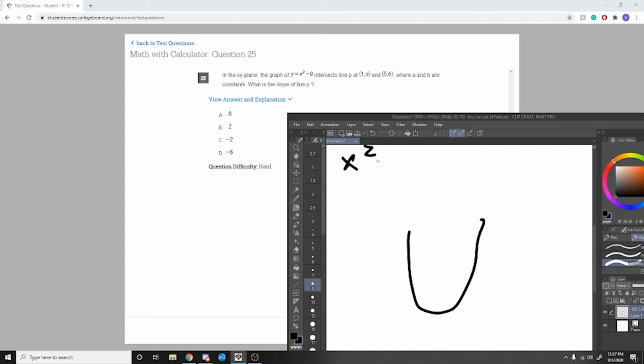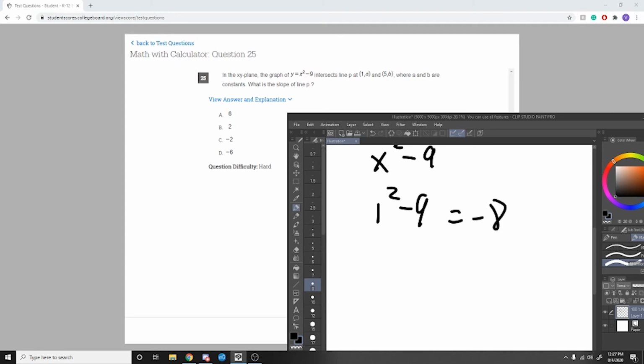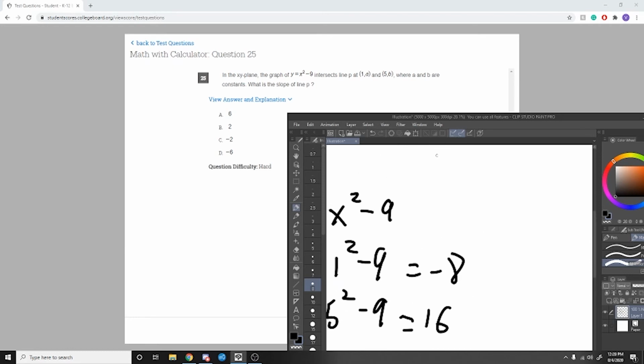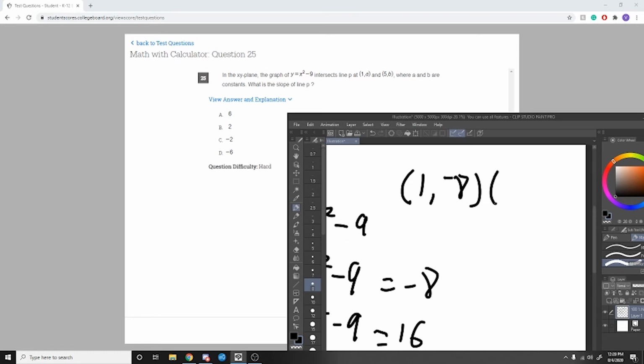So for this x squared minus 9, actually let me just get rid of the parabola, it's kind of useless. Okay, x squared minus 9. If you plug in 1, that's 1 squared minus 9, same thing as negative 8. And now for the next one, just plug in 5. So 5 squared minus 9. 5 squared is 25, and then minus 9, now it's 16. So now we know it intersects at the points (1, negative 8) and (5, 16).